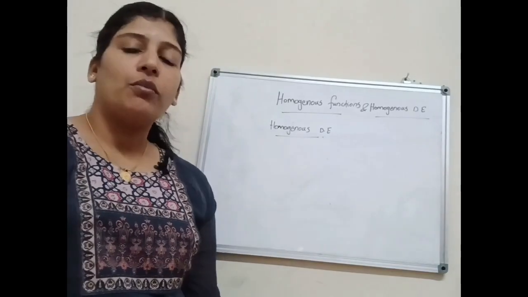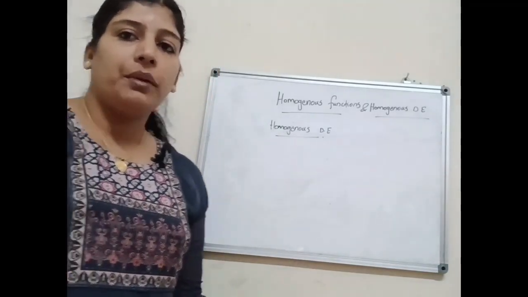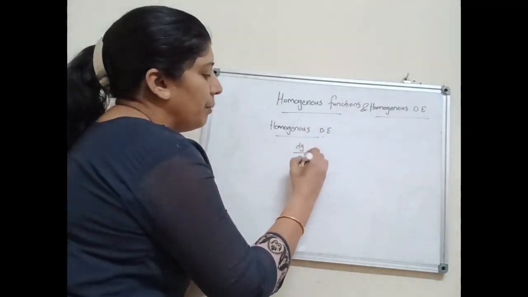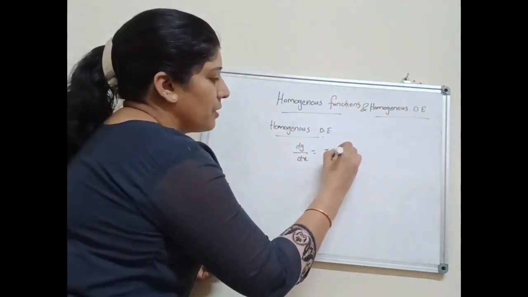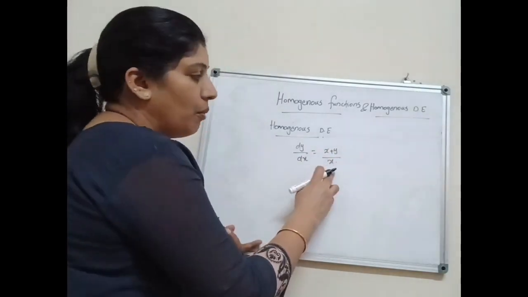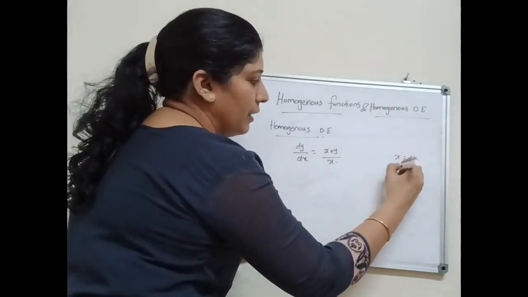Next, we have to define homogeneous differential equation. A differential equation means it consists of the dy by dx form. Therefore, first we consider the form dy by dx equal to the function x plus y by x. Now here, to check if it is homogeneous or not, first we have to put x equal to lambda x and y equal to lambda y.